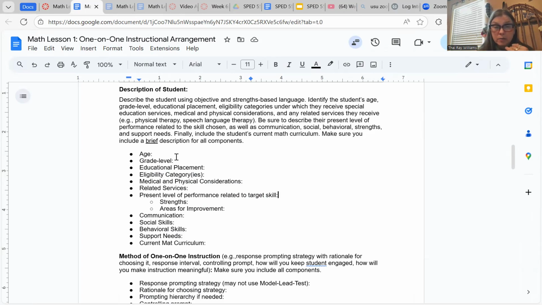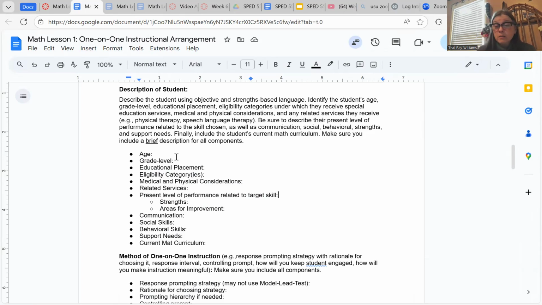When you're planning, I have to plan for your strengths. I have to plan for your areas of improvement. I have to plan for your communication. I want to build in social skills where I can. If there are any behavioral concerns, I need to make sure I address those and I'm teaching behavioral skills during my lessons.